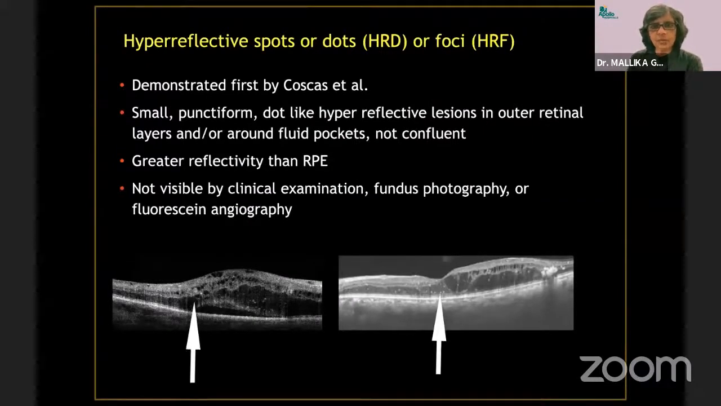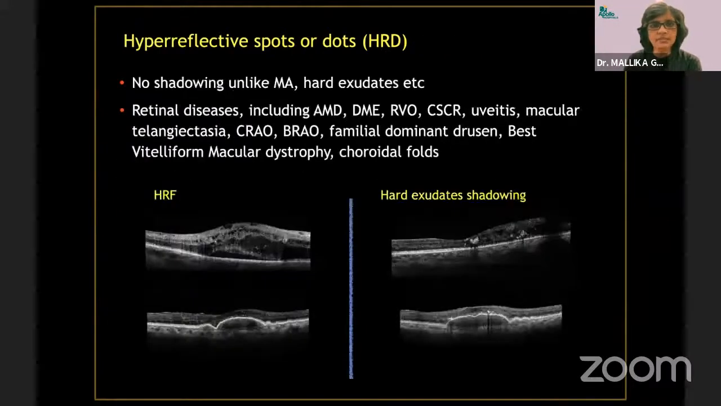Hyperreflective dots or foci were first seen by Koskes et al. in 2013. These are small, very punctiform, dot-like hyperreflective lesions, which can be seen in any of the layers of the retina, but mostly in the outer retinal layers, and are not confluent. They have greater reflectivity than the RPE. Importantly, they are not seen on clinical examination, fundus photography, or fluorescein angiography. These are only seen in the SD-OCT B scans.